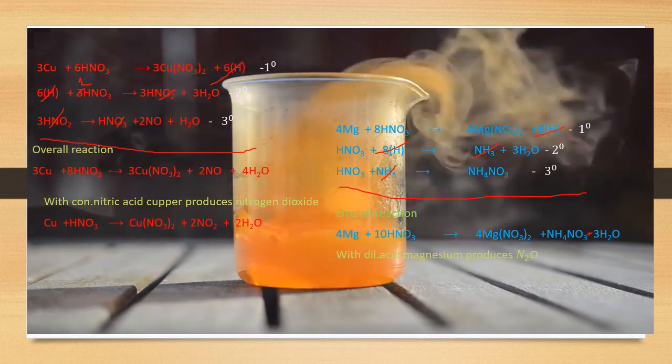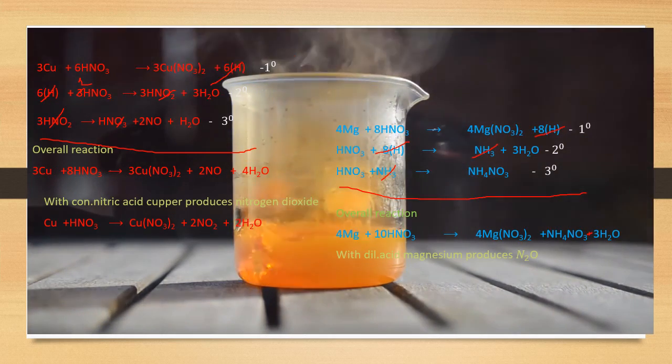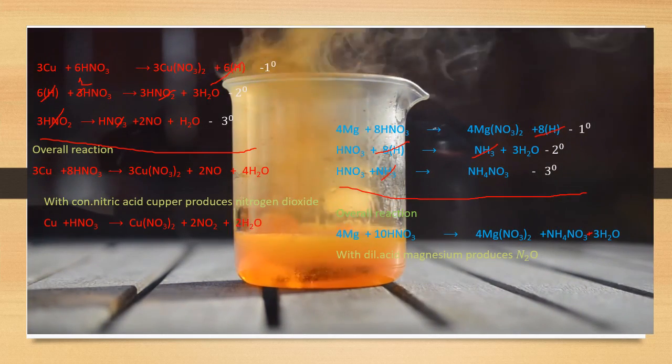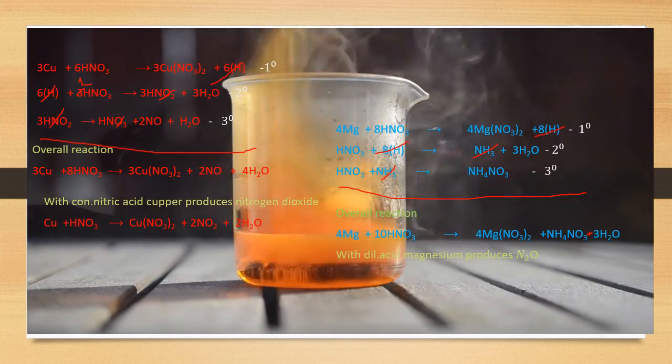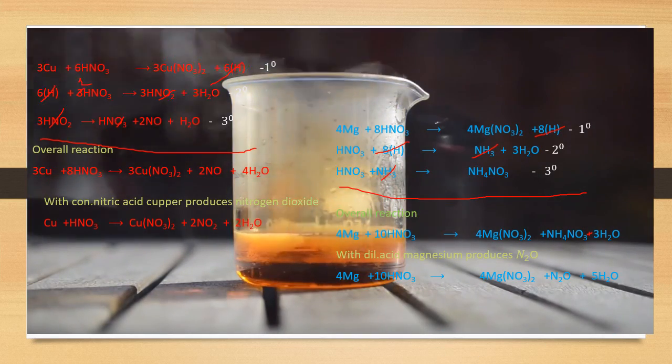Next, with dilute acid, magnesium produces N2O. With concentrated acid, it gives ammonium nitrate. With dilute acid, it produces N2O as the byproduct.